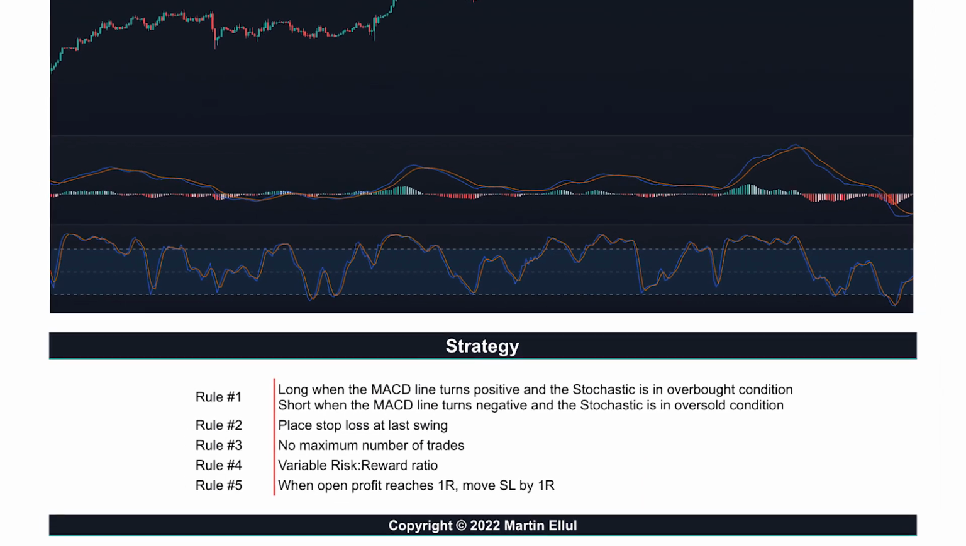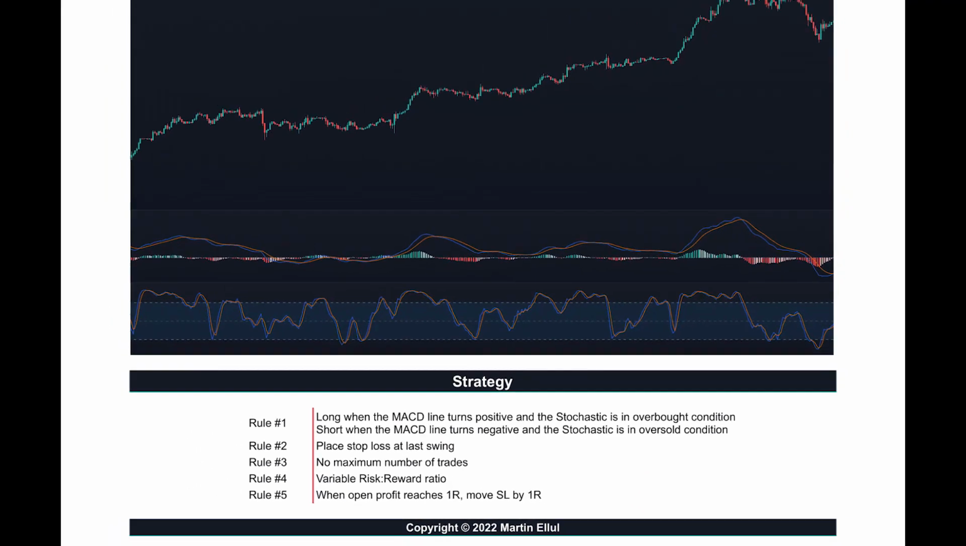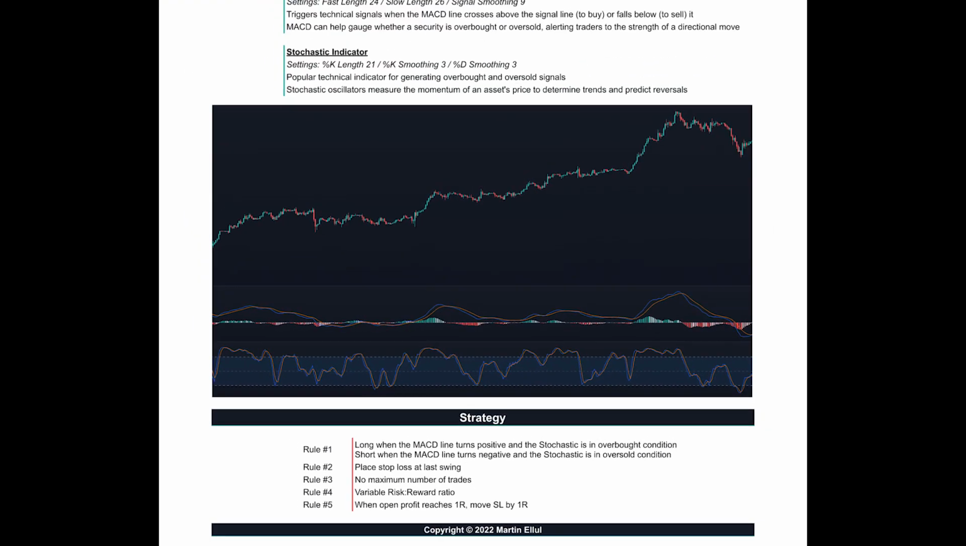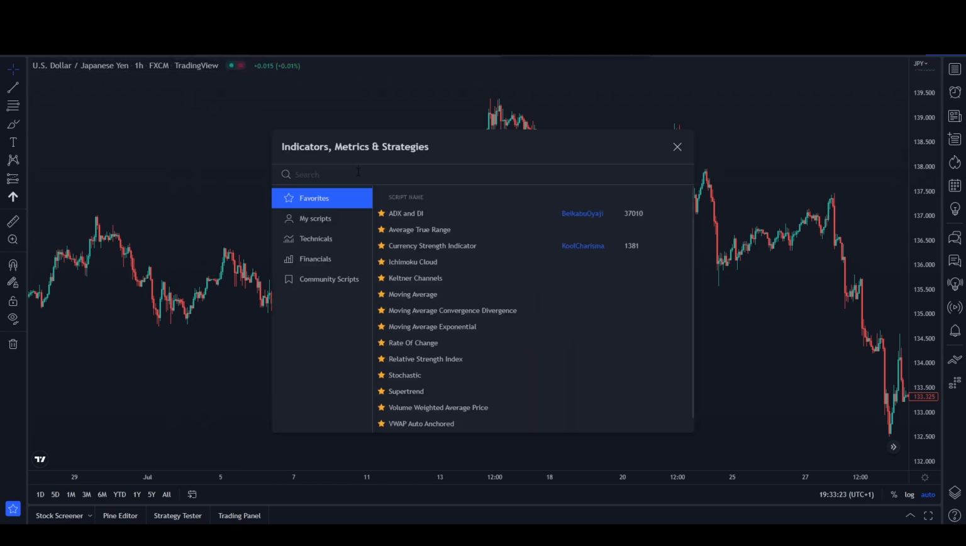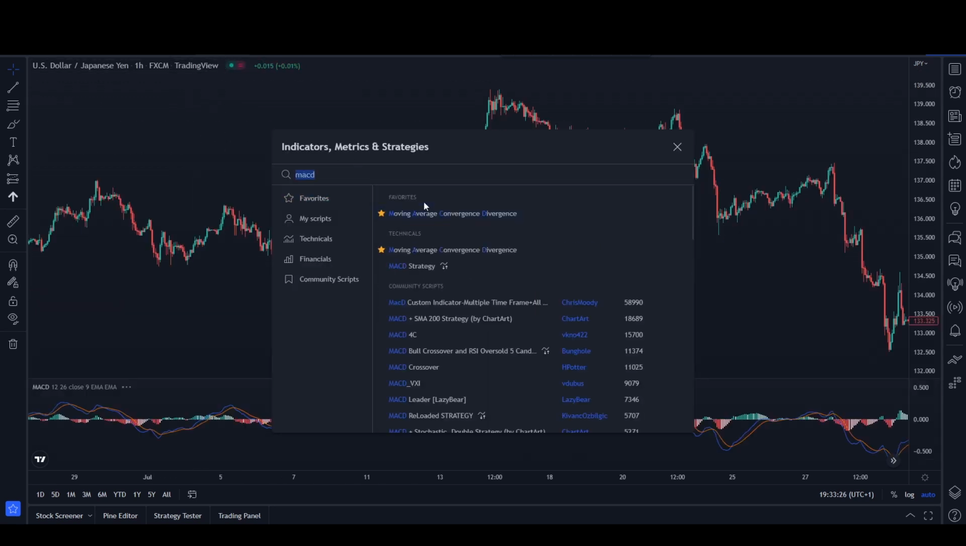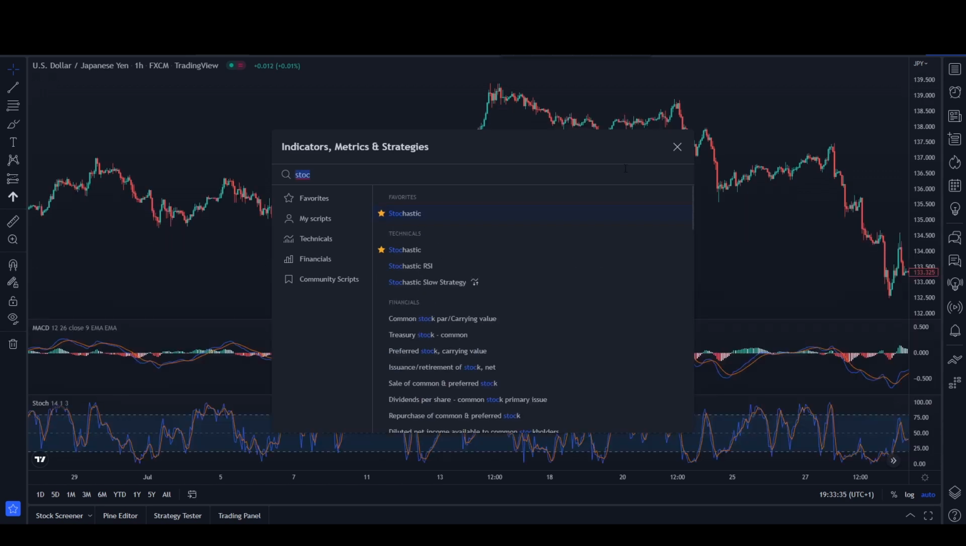So let's get on the charts now so I can show you a few trades and then we'll dive straight into the 100 trade backtest. All right guys, so here we are on the charts, USD JPY on the 1 hour time frame. We'll go ahead and add the indicators. So you're going to want to go MACD and the stochastic. So it's this one by default.